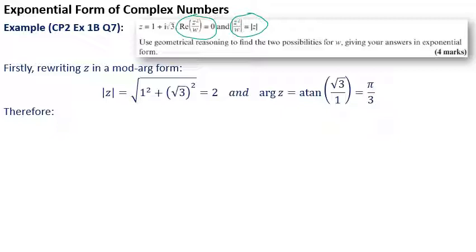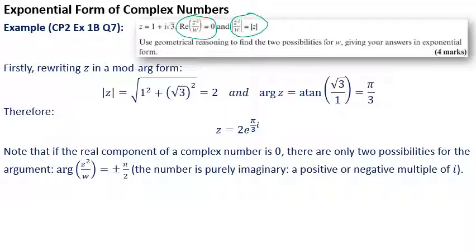And what does that really tell us? This is kind of the geometrical reasoning part, in a sense. It's stretching it a little bit, and we'll talk about that in a moment. But to say that the real component of a complex number is 0 is equivalent to saying that the argument of that complex number is either pi by 2 or minus pi by 2. It's either a purely imaginary number with a positive number of i's or a purely imaginary number with a negative number of i's.